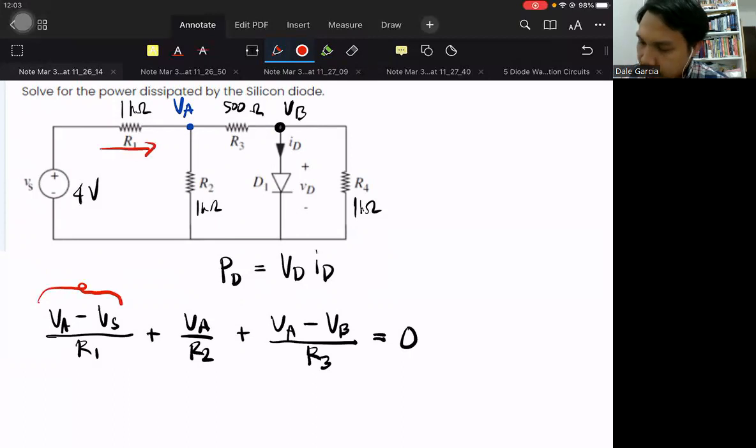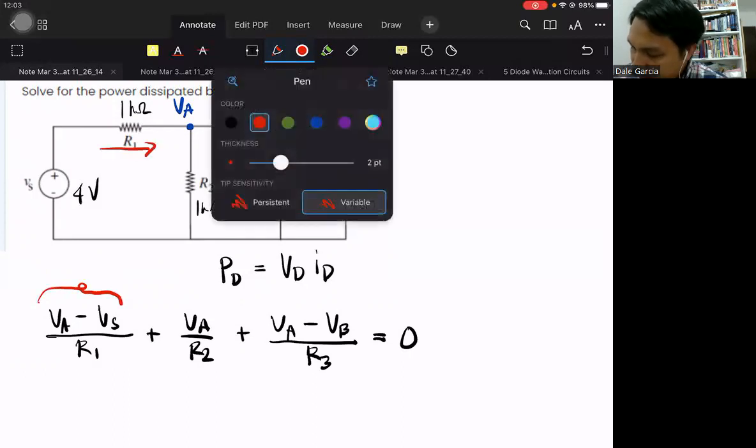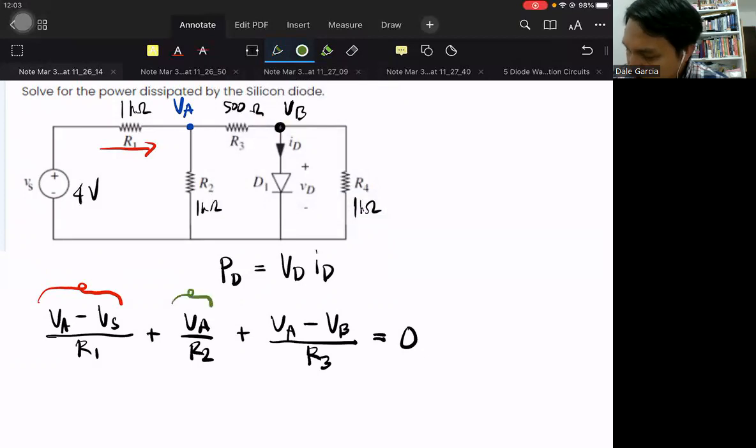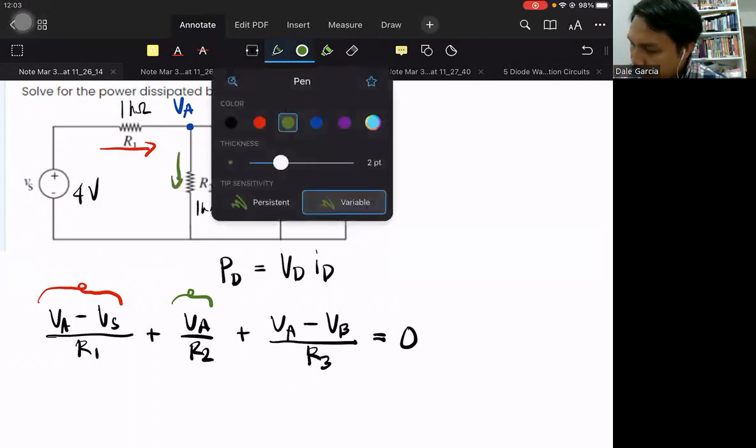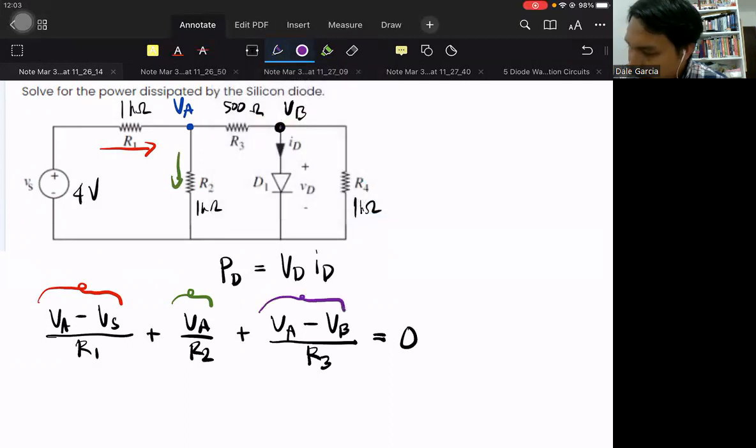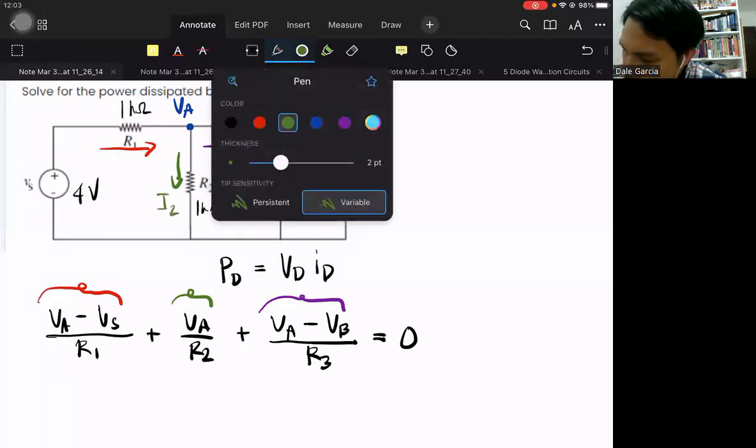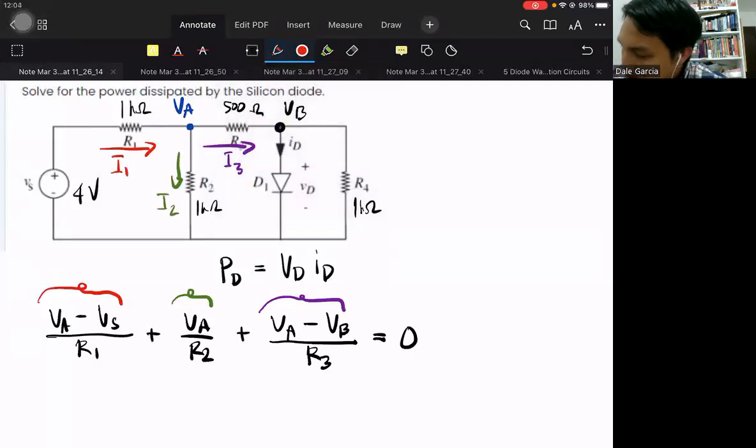To emphasize, this one would be the current through R1, this one the current through R2, and this one the current through R3. Once we solve for VA, this is just one equation with one unknown, and we can get the currents: I3, I2, I1. Let's say this is I4.